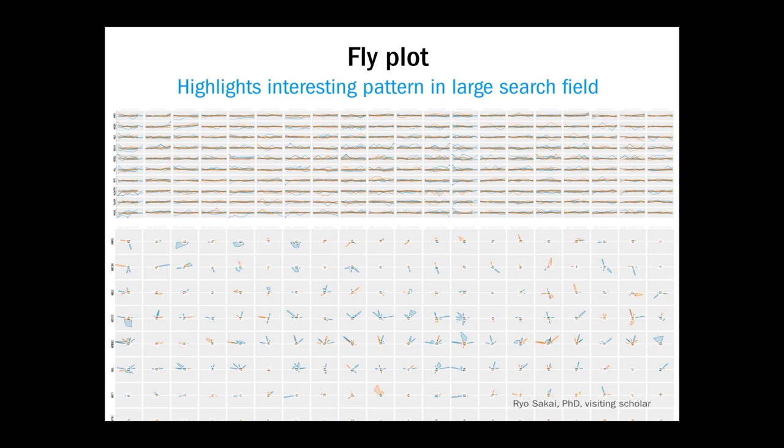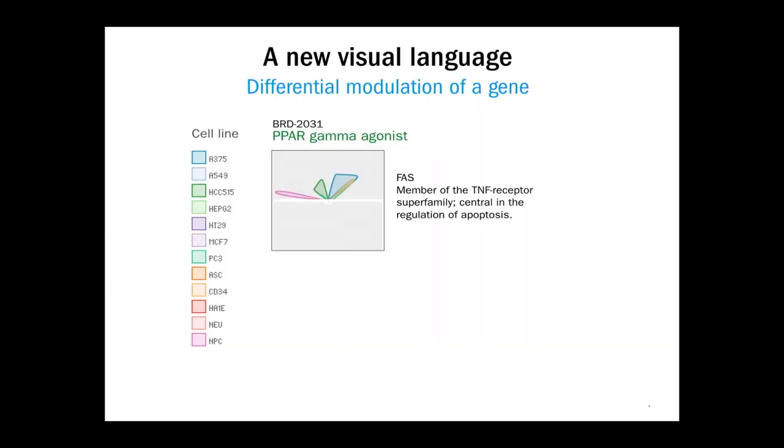And so in essence, we've created a new visual language. And so we started to learn how to read these instead of those plots. These colorful peacock tails are perhaps an example of differential expression. That compound is causing a particular gene, in this case a PPAR gamma agonist, to go up in different cell lines at different concentrations. So that's what a peacock tail might mean.